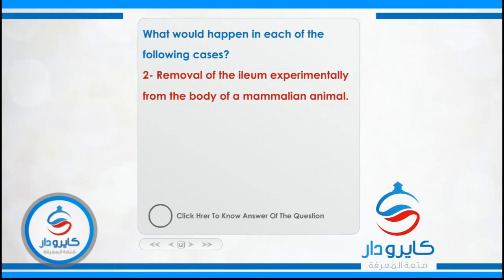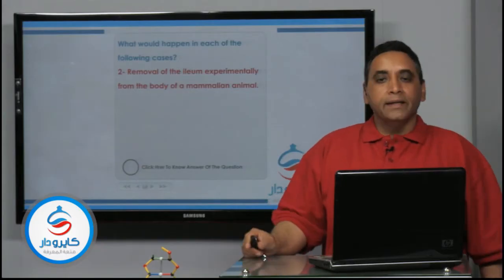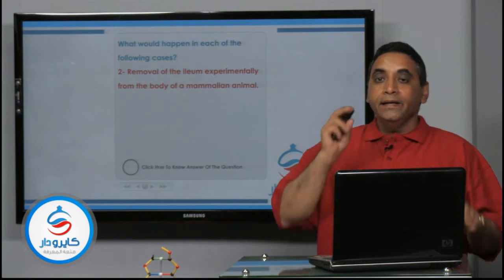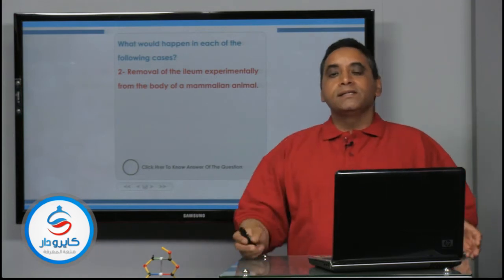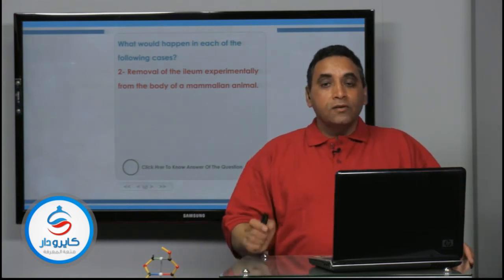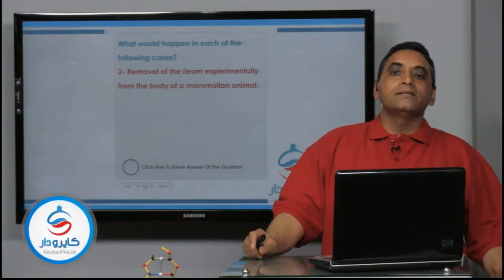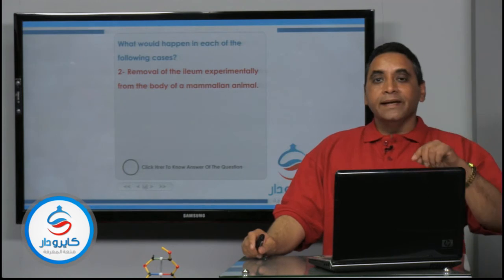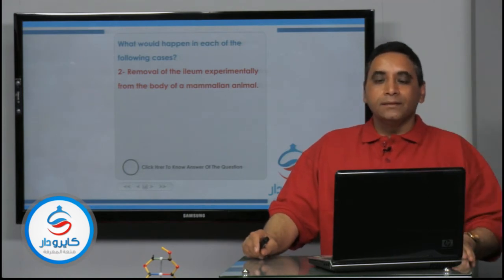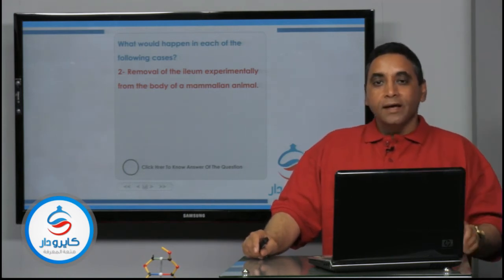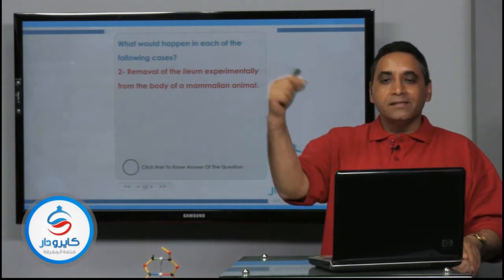Removal of the ileum experimentally from the body of a mammalian animal. We agreed that when the question says remove, stop the action, or damage, we say what the organ was doing. The ileum: we said the small intestine is about 8 meters. The first 25 centimeters is called the duodenum, but the rest of the small intestine is called the ileum. Inside the ileum, digestion of all the food components is completed and absorption also takes place.